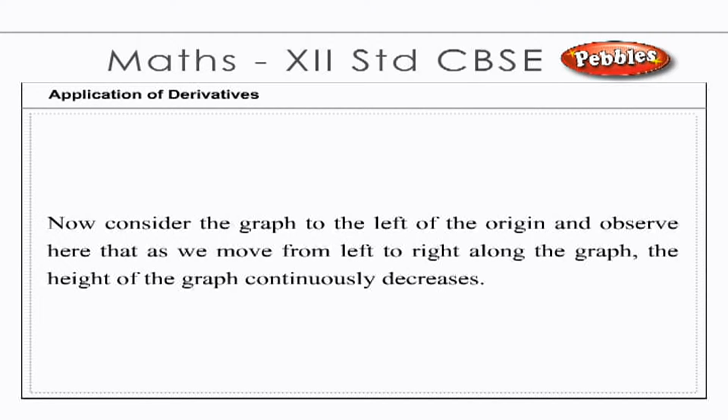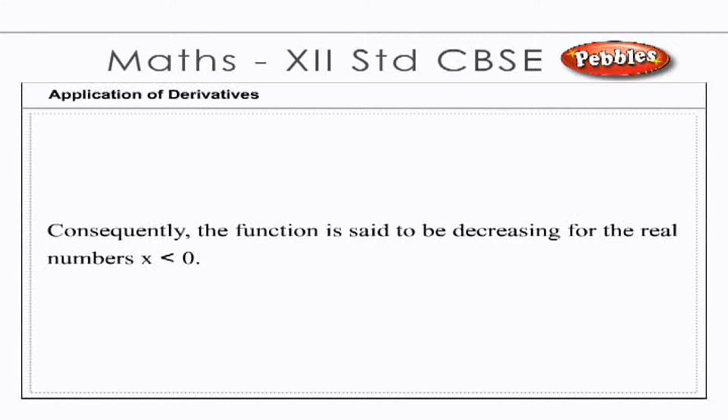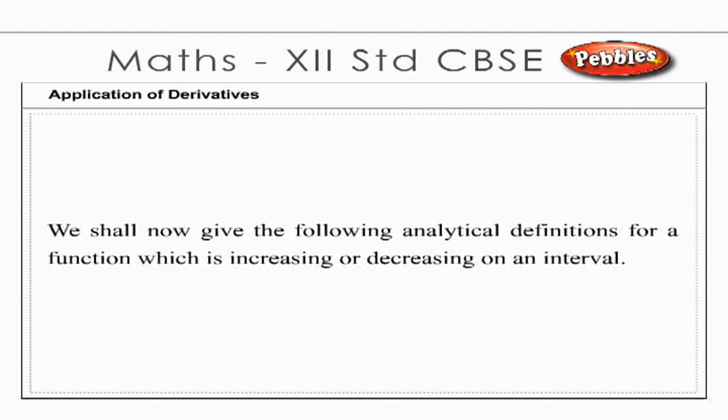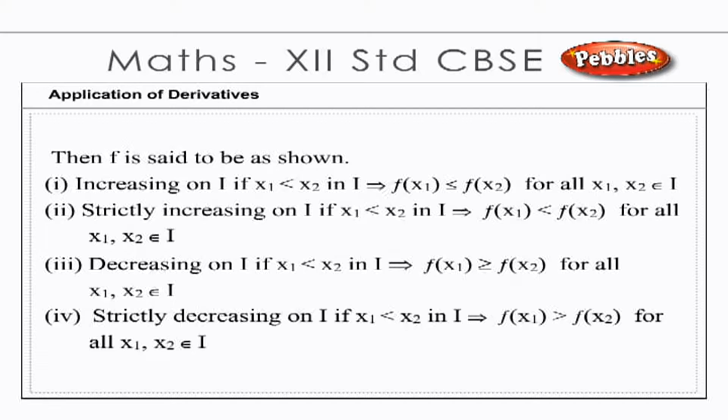Now, consider the graph to the left of the origin and observe here that as we move from left to right along the graph, the height of the graph continuously decreases. Consequently, the function is said to be decreasing for the real numbers x less than 0. We shall now give the following analytical definitions for a function which is increasing or decreasing on an interval. Definition 1. Let I be an open interval contained in the domain of a real valued function f. Then f is said to be as shown.